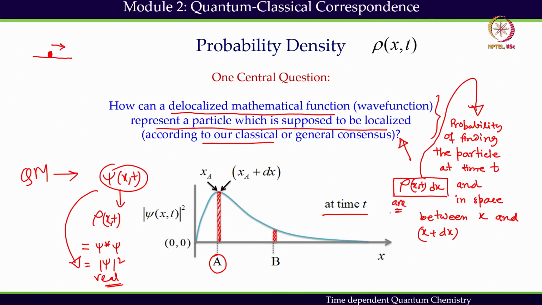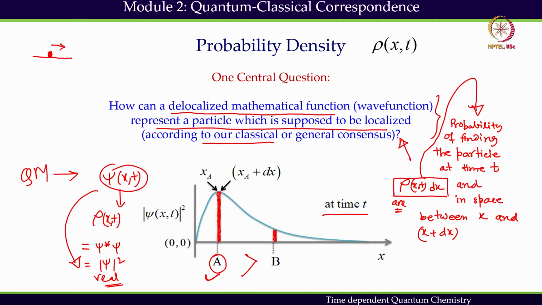So, it is quite clear that because the area near this point A is much larger than that near point B, there is a higher probability of finding the particle at position A as compared to position B. So, this is the basic interpretation of a probability distribution function.